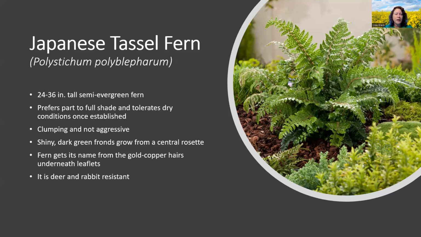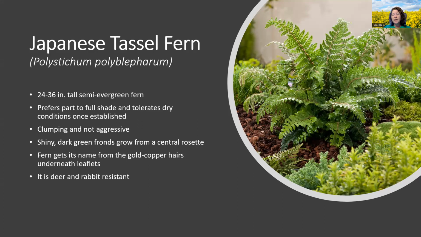They're pretty happy. So 24 to 36 inches, and they're kind of a semi evergreen, but mine stayed green throughout the winter. They prefer part to full shade, but they'll tolerate drier conditions. It was kind of dry last summer, and they'll wilt like anything else. But I was pretty happy with how well they looked, even though they weren't getting watered regularly. They're clumping, but not overly aggressive, so they're a good choice if you have a small area and you don't want them to spread into the woodland or anything like that.